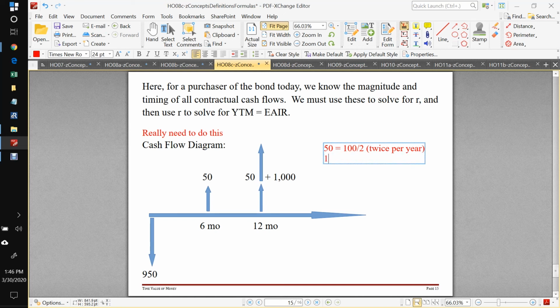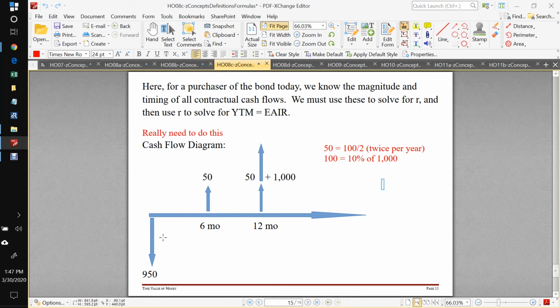And how did I get that? 100 is equal to 10% of 1,000. So that's how I got my 50. So we know that half of the coupon is going to be paid in 6 months, and the other half is going to be paid in 12 months, and that's the end of the contract. So that's when we're also going to get the contractual face value back. So here's our cash flow diagram, and now we would treat this just like any other 3 cash flow problem.